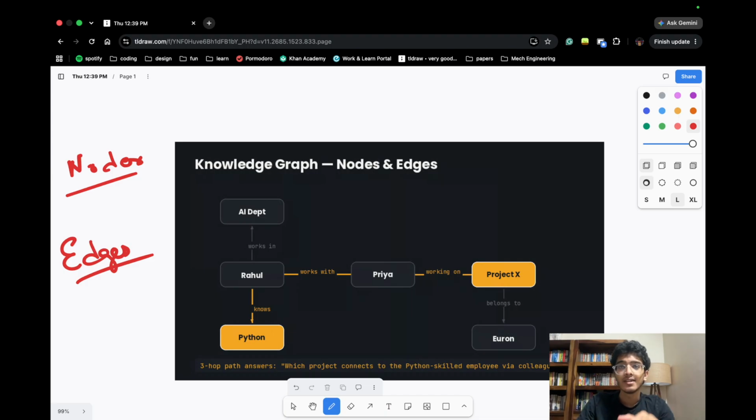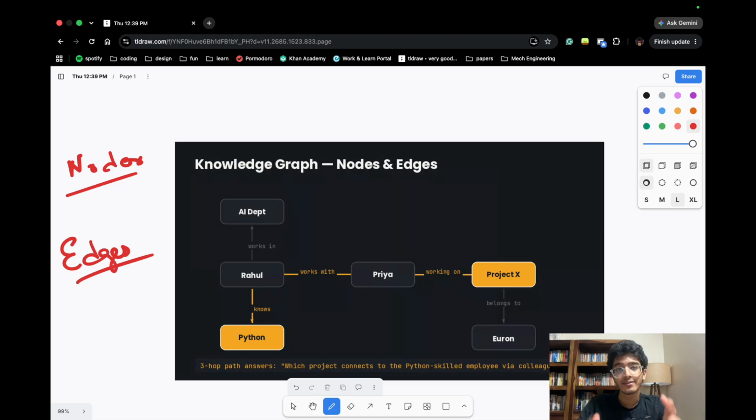To answer a question, the system does not need to find one similar chunk. It traverses. It starts with the node Python and follows the knows edge back to Rahul. From Rahul, it follows the works with edge, the verb works with, to Priya. From Priya, it follows the verb working on to Project X. 3 hops, 3 edges, 1 clear path. The path is the answer, not just a guess assembled from loosely related chunks.